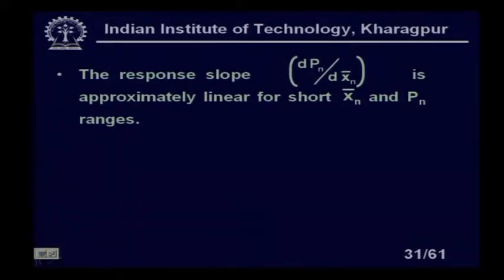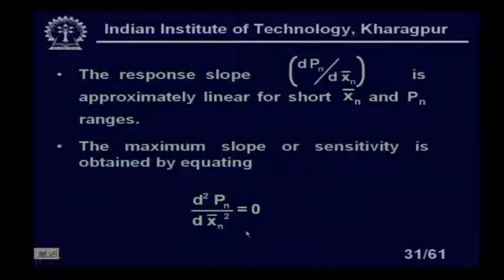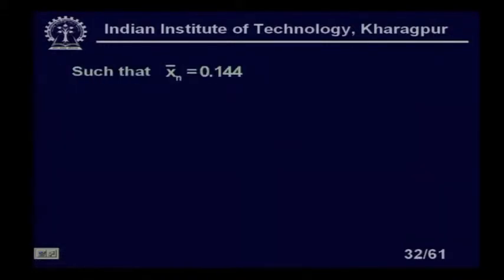This is very important, so we need a linear relationship. Right from the beginning, we have seen in all instrumentation cases, we need a linear relationship. The maximum slope for sensitivity is obtained by equating d square p n by d x n bar square equal to 0. From basic, elementary calculus, we know d square p n by d x n bar square equal to 0, such that x n bar equal to 0.144, right. That is the value for which you will get the maximum.